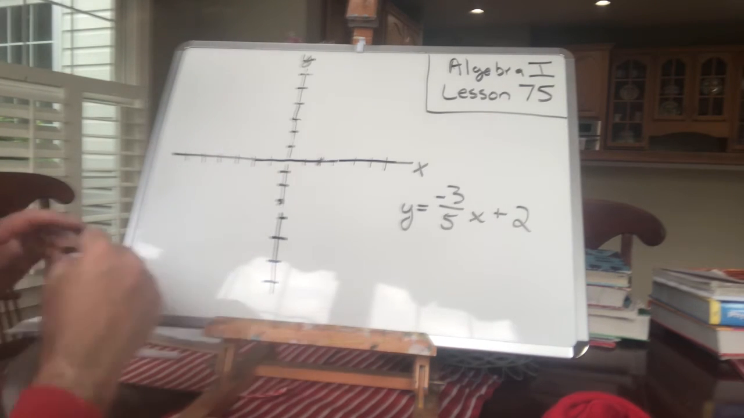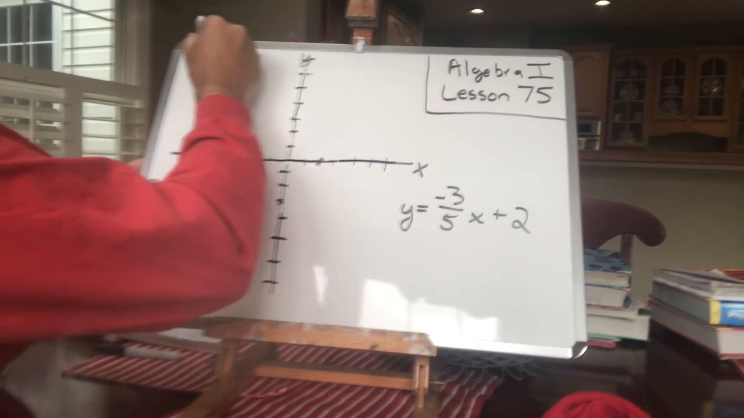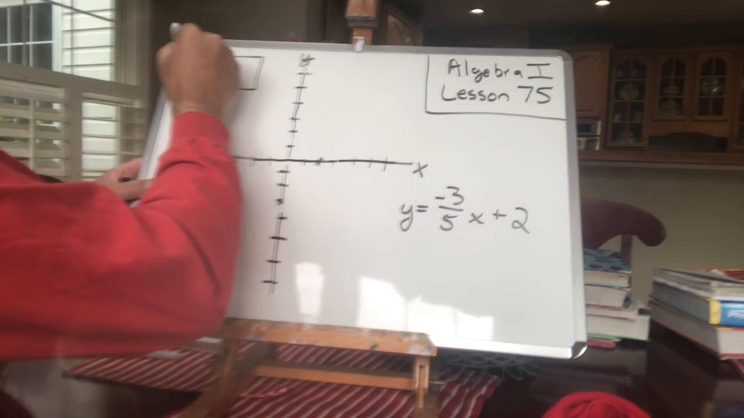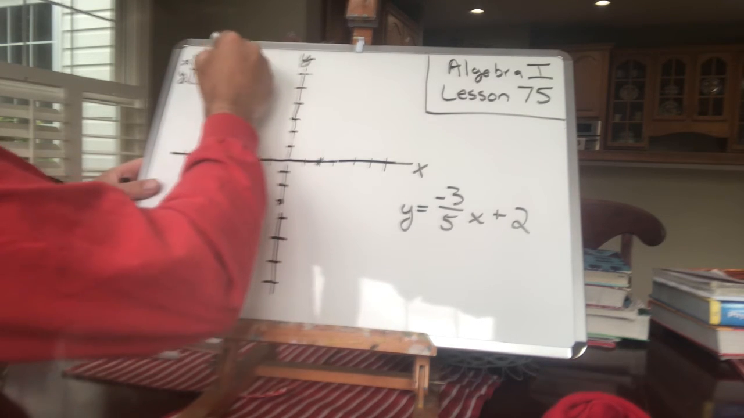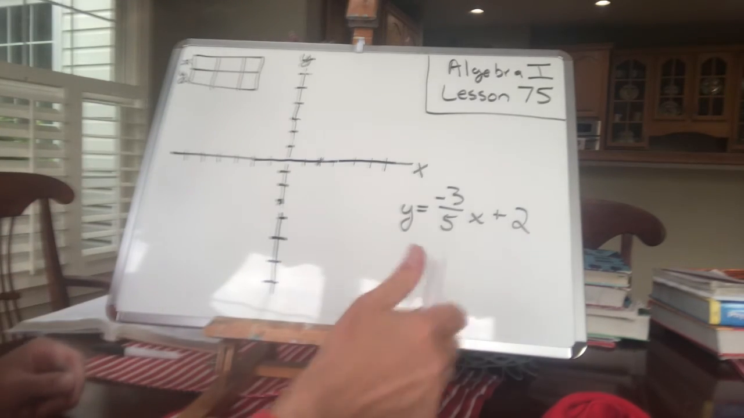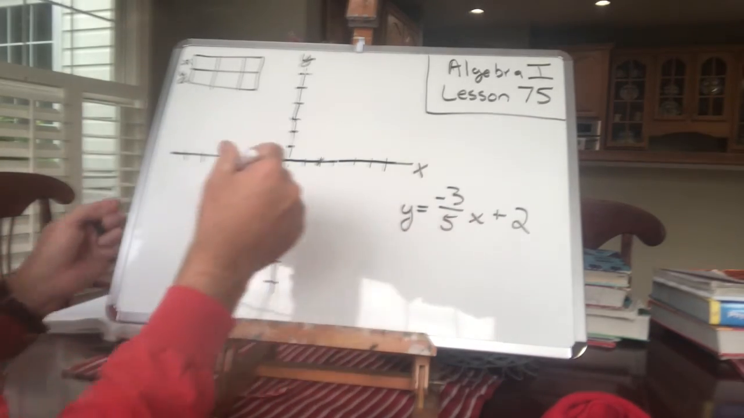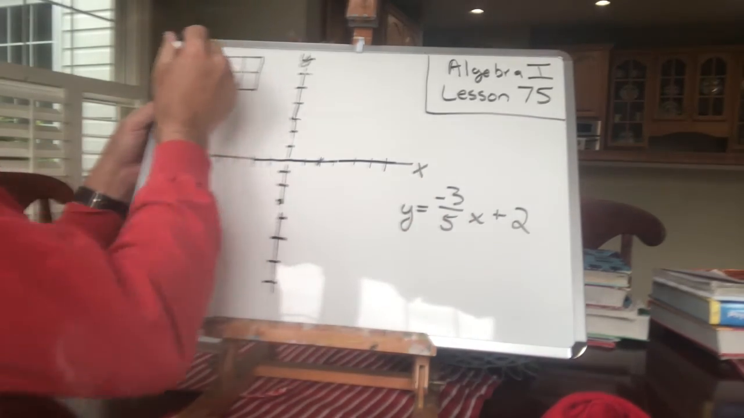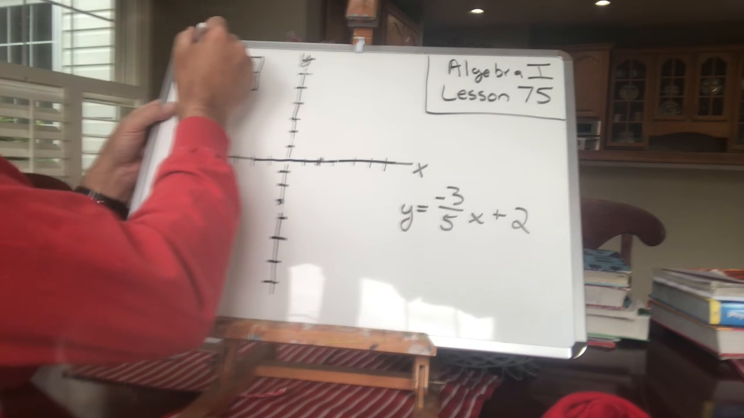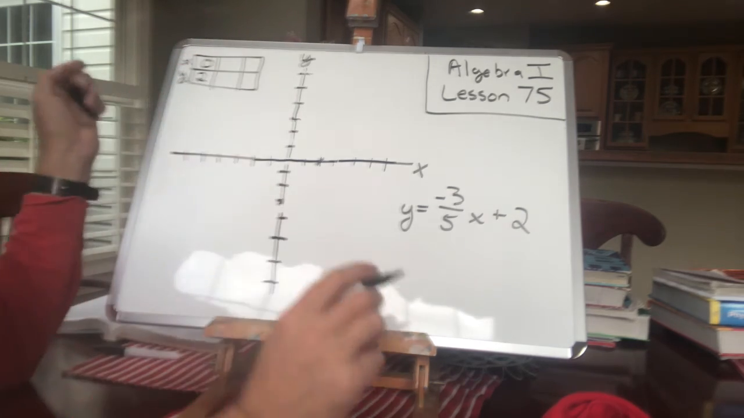Now we've done it before in the past where we have inserted an x and a y, and then we've given ourselves coordinates, which we can do. Okay, we can make x equals 0. If we made x equals 0 in this equation, y would equal what? 2, because 0 times 3/5 is 0. So x equals 0, y equals 2.